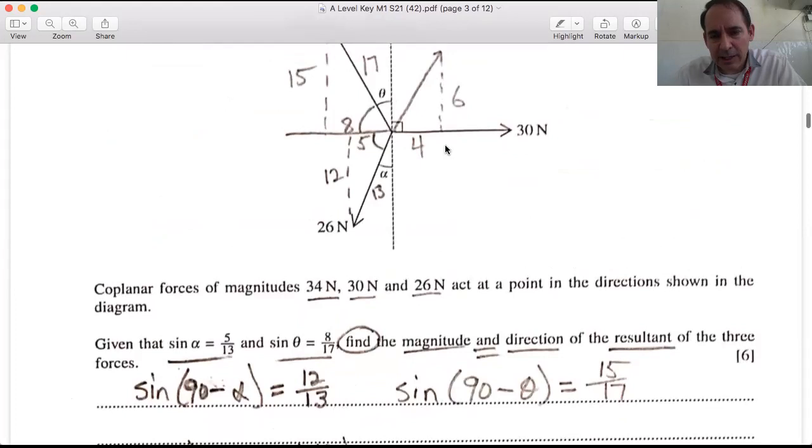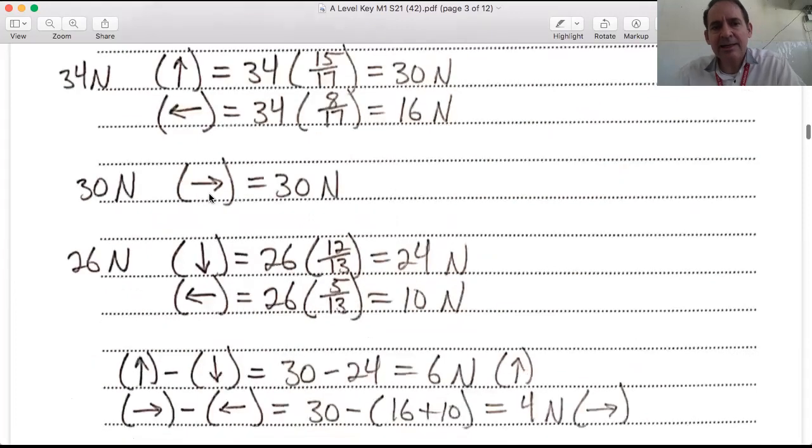As we move clockwise around, we get over to this 30. It's just going straight along the x-axis, so there's really nothing to resolve there. It's just going to the right at 30 newtons.